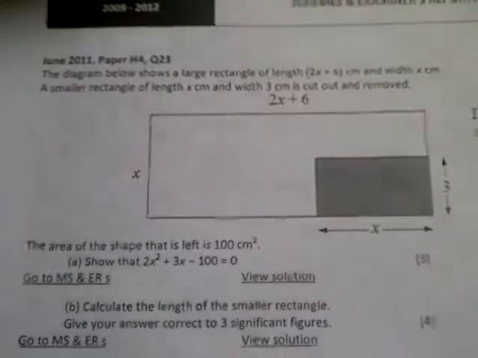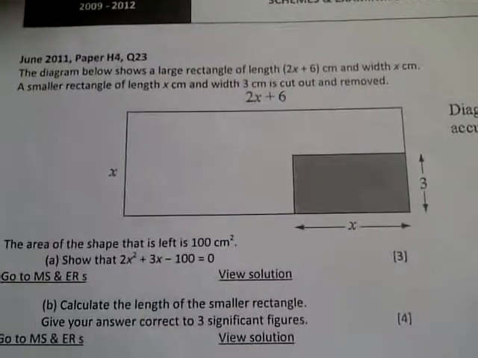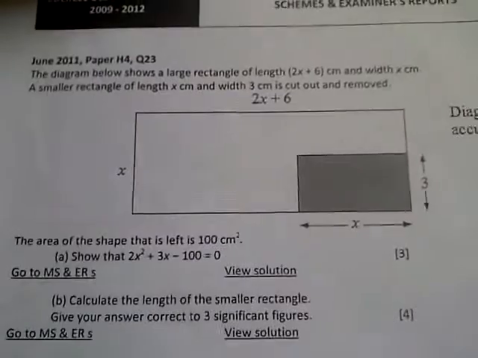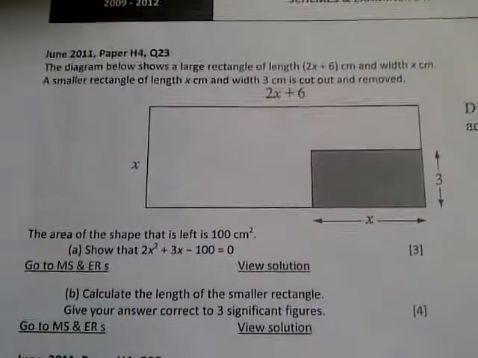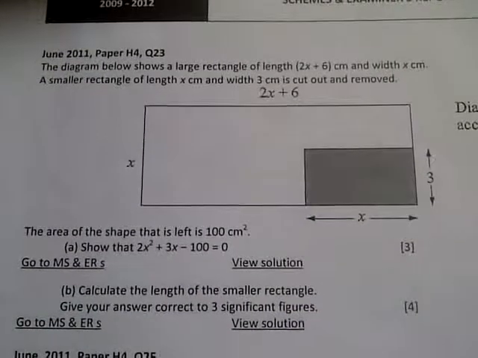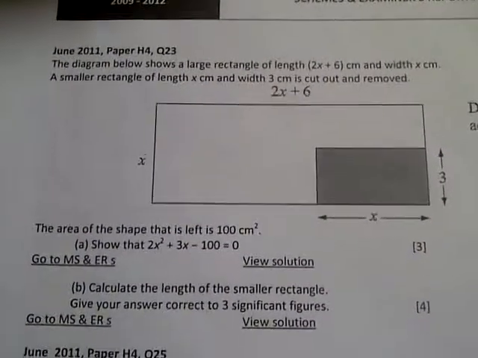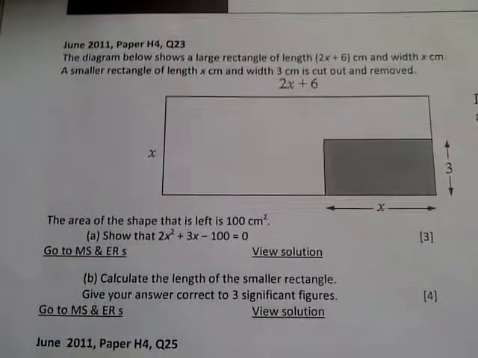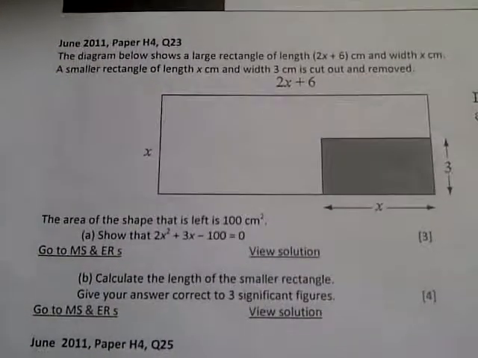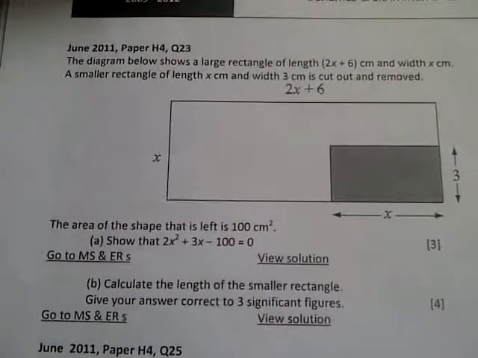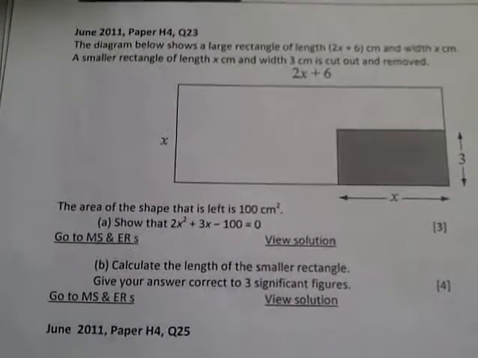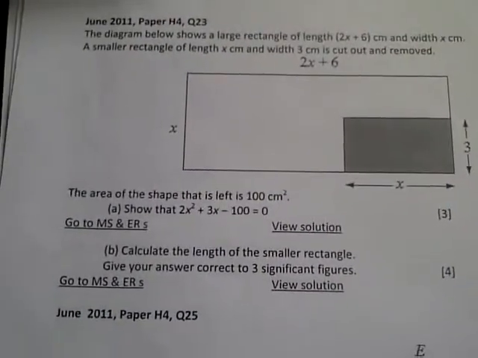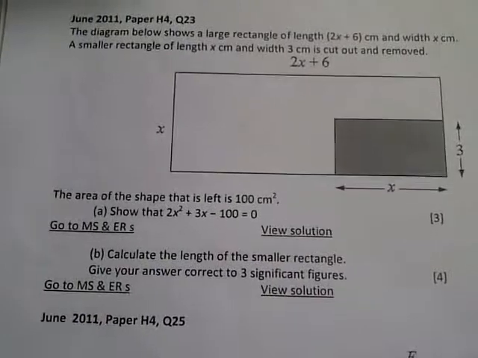Now the diagram below shows a large rectangle of length 2x plus 6 and width x centimeters. A smaller rectangle of length x centimeters and width 3 centimeters is cut out and removed. The area of the shape that is left is 100 centimeters squared. Show that 2x squared plus 3x minus 100 is equal to 0. Okay, and we also have to calculate the length of the smaller rectangle. Correct your answer to 3 significant figures.